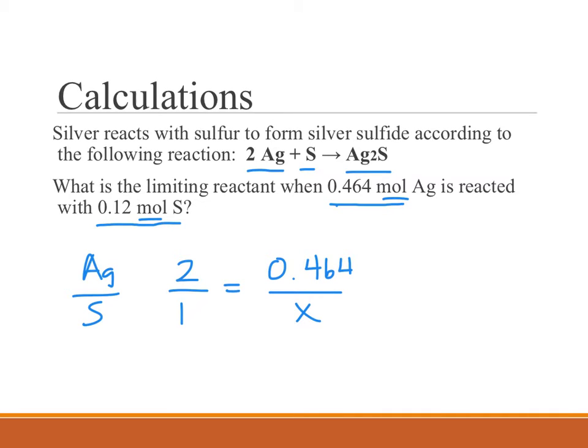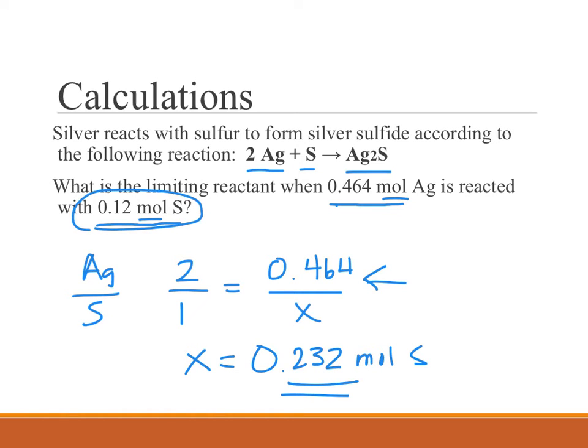So if you go ahead and do the math, you'll find that X will equal 0.232 moles of sulfur. So that's how much sulfur you need if you're going to use up all of the silver that you've been given. But we don't have that much. We have only 0.12 moles, and we need 0.232 moles. And so sulfur is going to be our limiting reactant. We are going to run out of sulfur before we run out of silver.